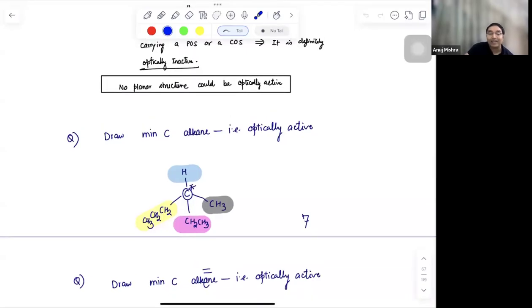Minimum carbon alkene that is optically active. Draw minimum carbon alkene. Draw कीजिए.